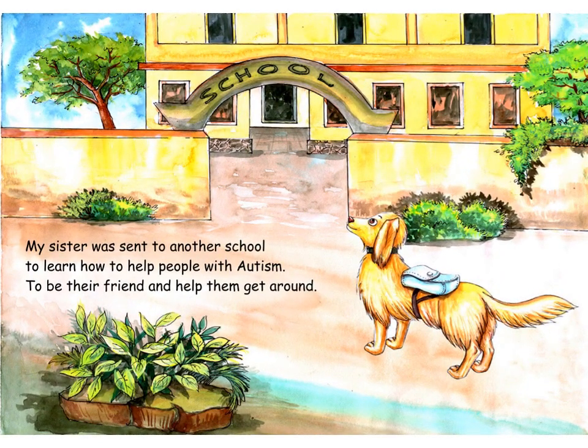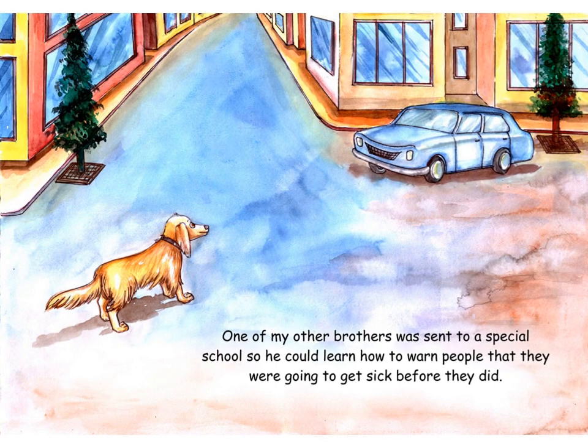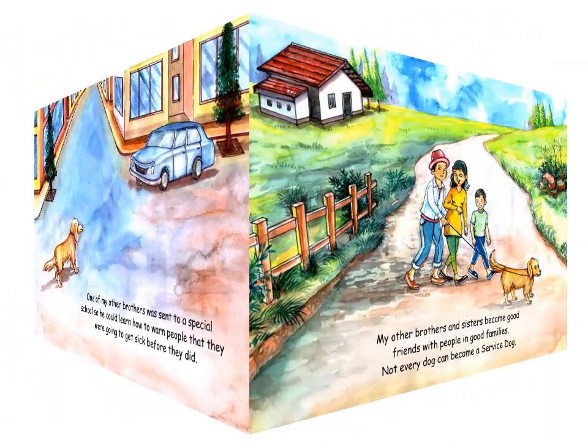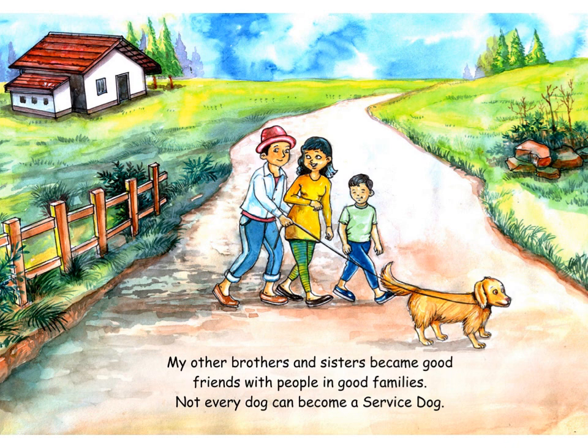My sister was sent to another school to learn how to help people with autism, to be their friend and help them get around. One of my other brothers was sent to a special school so he could learn how to warn people that they were going to get sick before they did. My other brothers and sisters became good friends with people in good families. Not every dog can become a service dog.